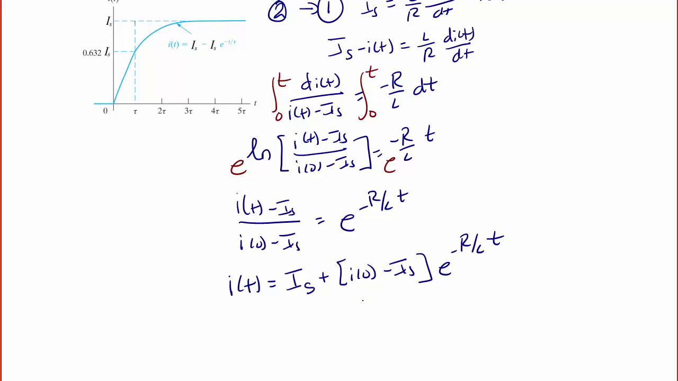This is the step response for an RL circuit, and you should notice that if the initial current is 0, it's the same as the equation and the graph that we have here. I of t equals IS minus IS e to the negative t over tau, and within 5 time constants, it should charge to our final value of IS, and the time constant is still L over R.